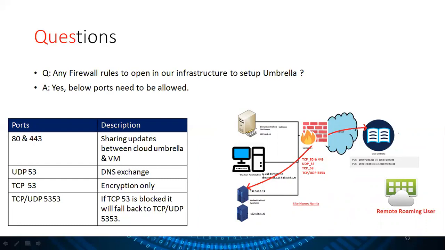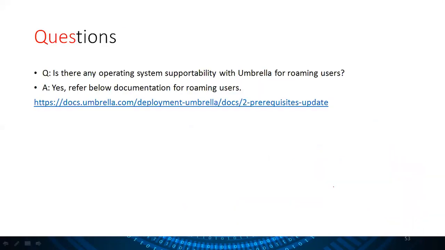So the communication will be encrypted between the VM appliance and the Cisco cloud Umbrella, and that happens on TCP port 53. But if TCP 53 is blocked on the firewall, it will fall back to TCP or UDP 5353. So if you are not allowing TCP 53, you have to allow TCP or UDP 5353 on your firewall. Yes, one more question. Is there any operating system supported with Umbrella for roaming users? Yes, you can refer below for the roaming users.